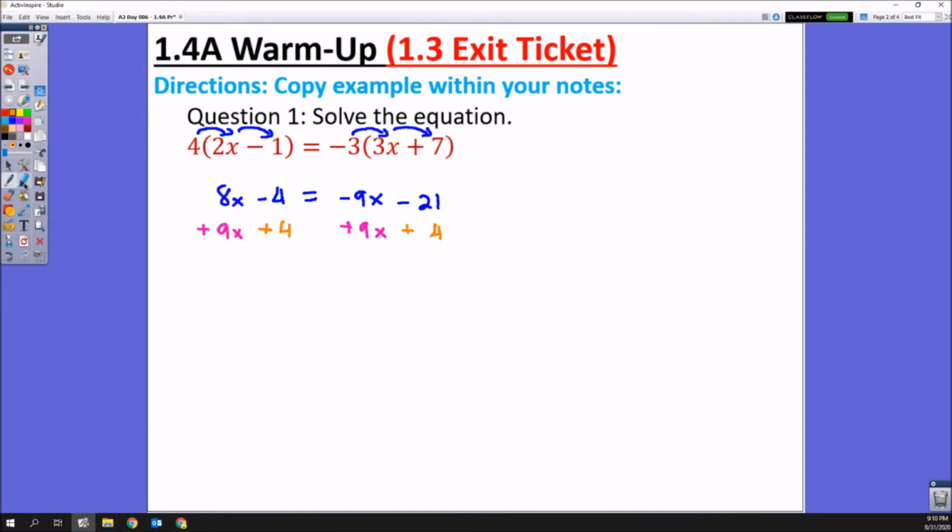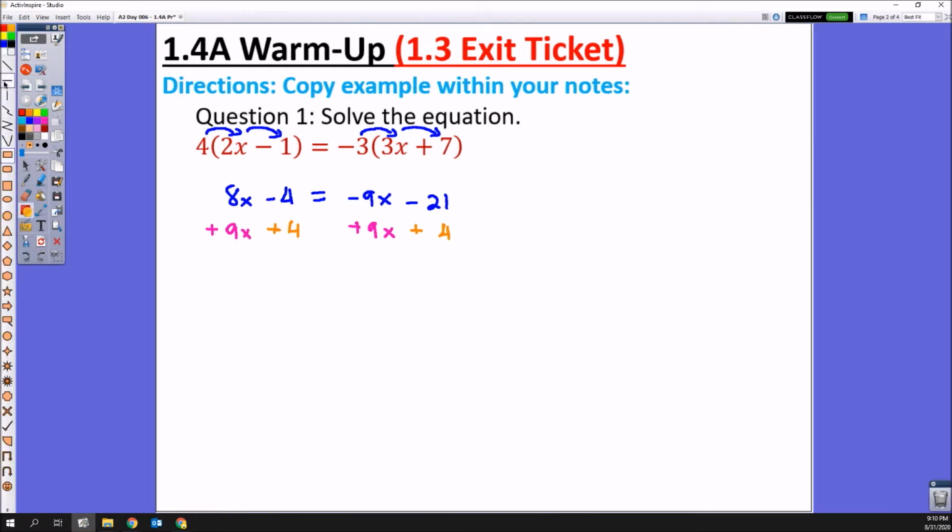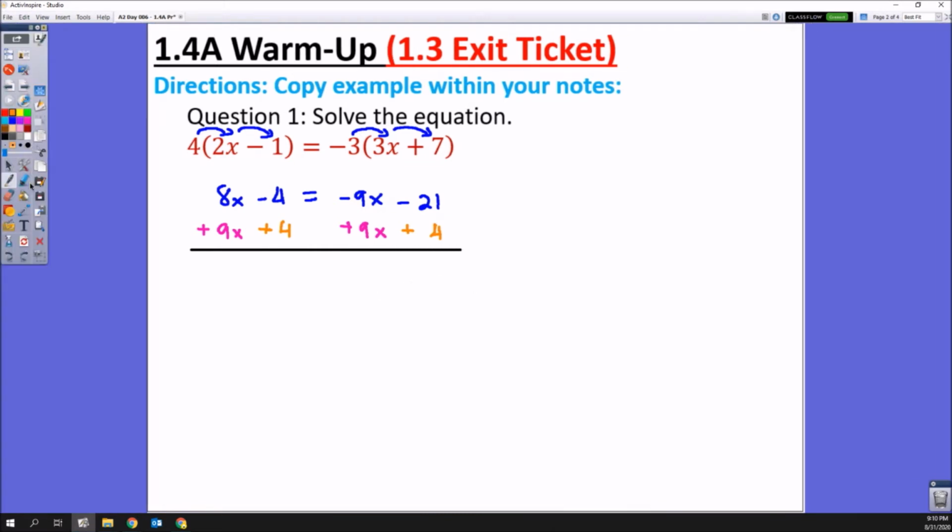Once I do that, I can start combining variables and combining numbers. So when I combine my x's, positive 8x plus 9x will be 17x, equal. Then my numbers, negative 21 plus 4, opposite signs, I'm going to subtract the numbers, so negative 17. So here, negative 4 plus 4 cancel out. You're not required to write the 0, but you could if you wanted to. So you could say plus 0. Same thing over here, negative 9x plus 9x, that would be a 0.